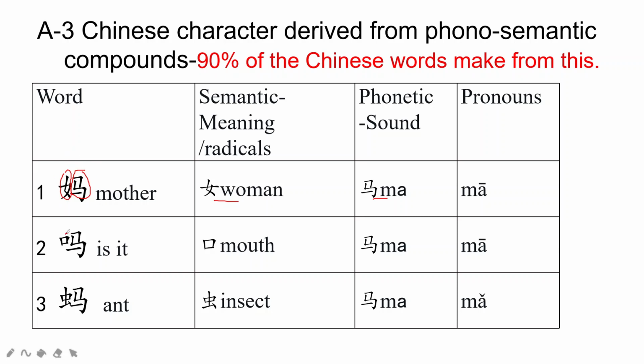These two combined together form the word ma. The second one means "is it". When we're asking "is it", we use the mouth to ask. So the mouth contributes the meaning and ma also contributes the phonetic sound. And this is ma. Insect is called ant. Ants comprise the insect radical and the phonetic part ma. This is how phono-semantic compounds make words.